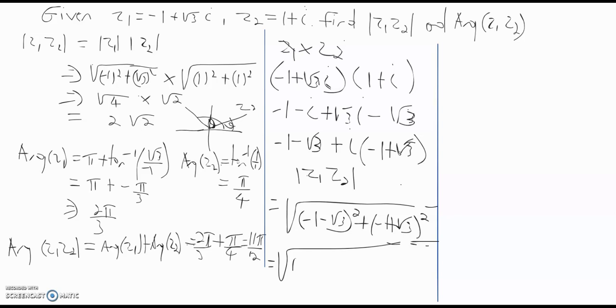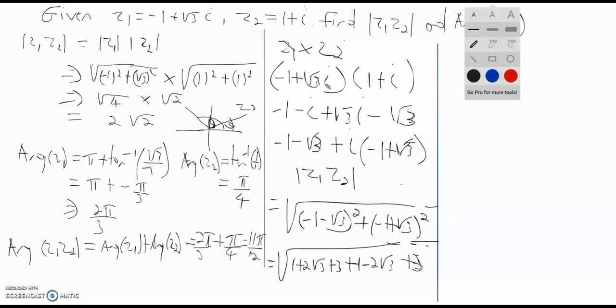So I'm going to have 1. Negative 1 times negative root 3 times 2 is going to be plus 2 root 3. Then negative root 3 squared is just going to give me 3. All right, for my second bracket, negative 1 squared is going to give me 1. Negative 1 times root 3 times 2 is going to give me minus 2 root 3. And then root 3 squared is going to give me 3.